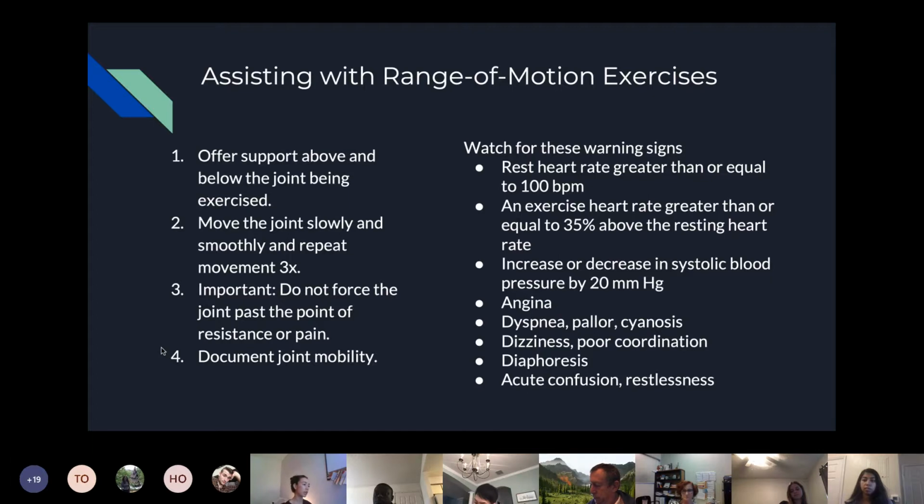While offering assistance with range of motion, you should make sure to always support above and below the joint being exercised. Make sure to move it slowly and smoothly. You can repeat this movement 3 times. It's really important: do not force the joint past the point of resistance or pain. And as always, document. When rehabbing patients, watch out for these warning signs. It could be a sign to discontinue or that they're not tolerating it that well.